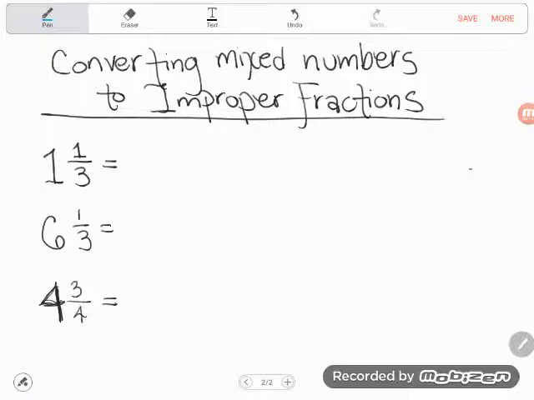I never like to have my students memorize an algorithm, a process, without knowing where it comes from. So I'm actually not going to show you how until I show you why. So let's talk about 1 and 1/3.